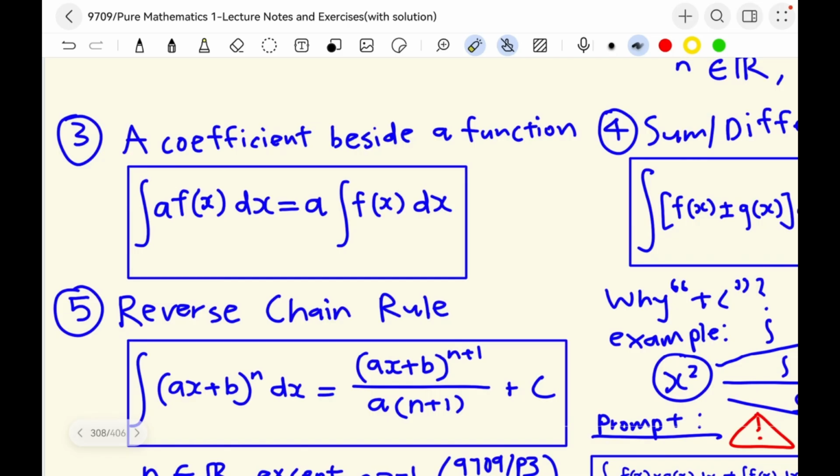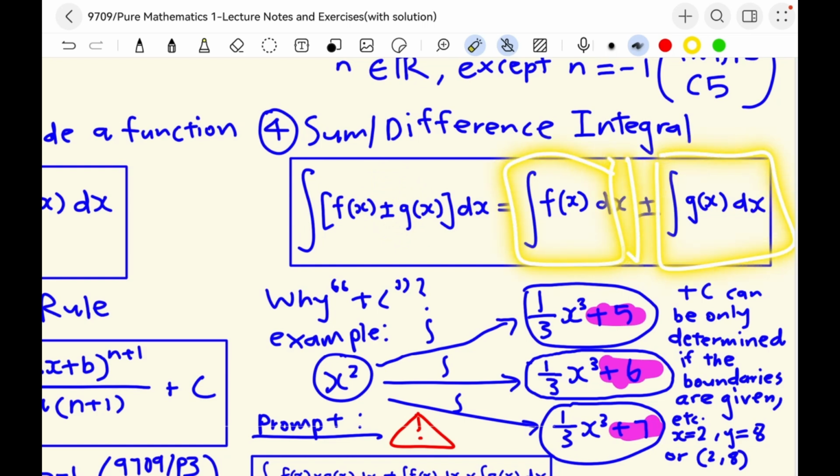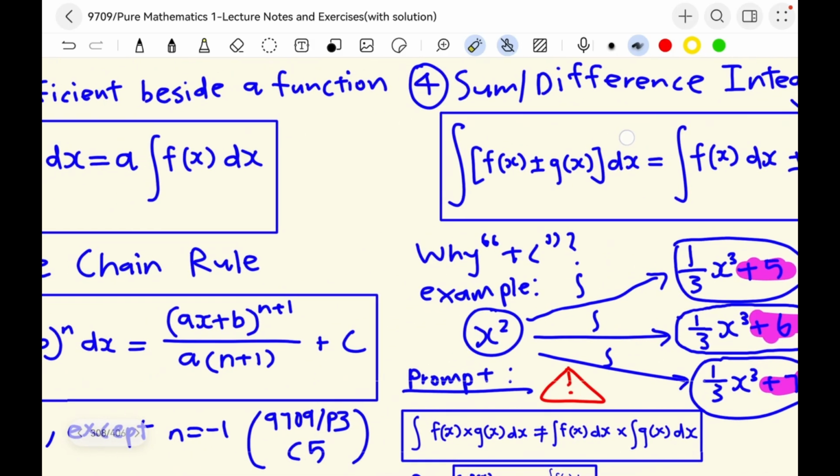Okay, what about the coefficient beside the function? To integrate this kind of function, this rule explains that the a must be taken outside. So yeah, it is well related to limits. Alright? Okay, sum or difference, or the arithmetic of integration. So no matter what kind of sign over here, eventually the integrals are separable. I mean, both functions are separable, right?